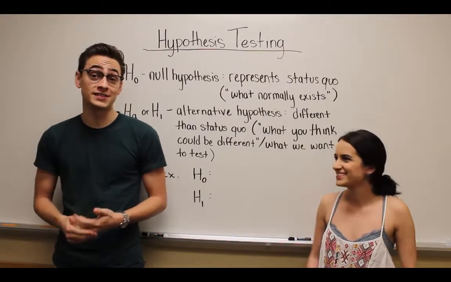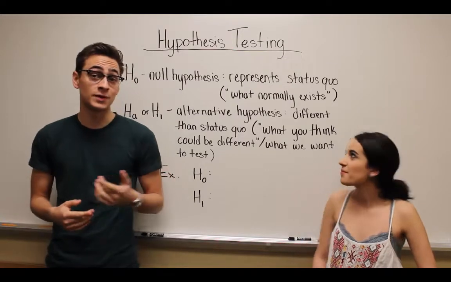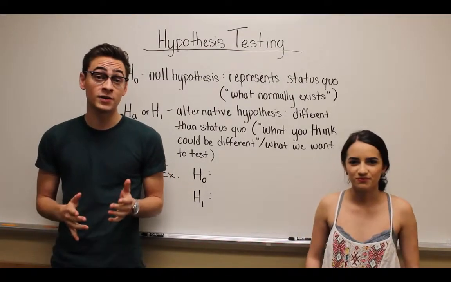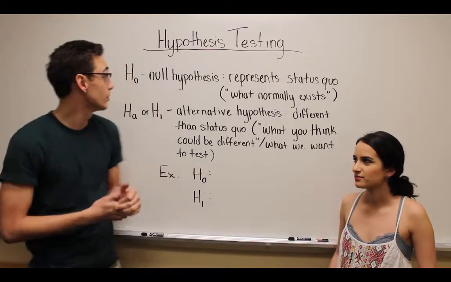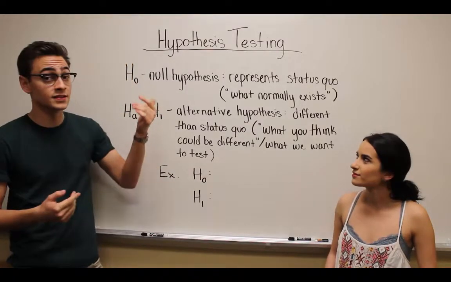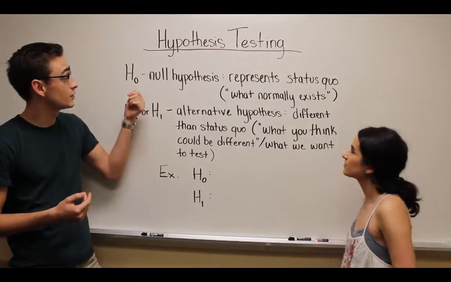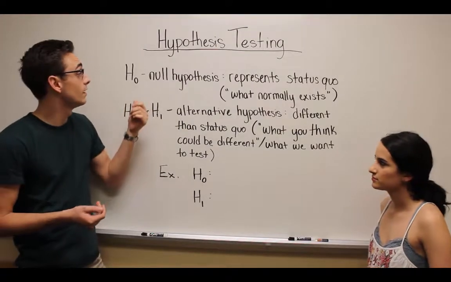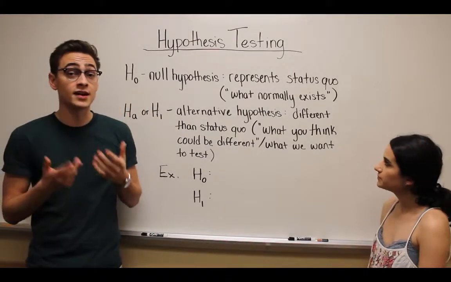Today we're going to be doing a video on hypothesis testing. Remember that our notation might be a little bit different than your professor's, so keep that in mind when you're working on your problems. So the first thing here is the null hypothesis. It's notated by H0, or some people call it H naught. What this says is the status quo.